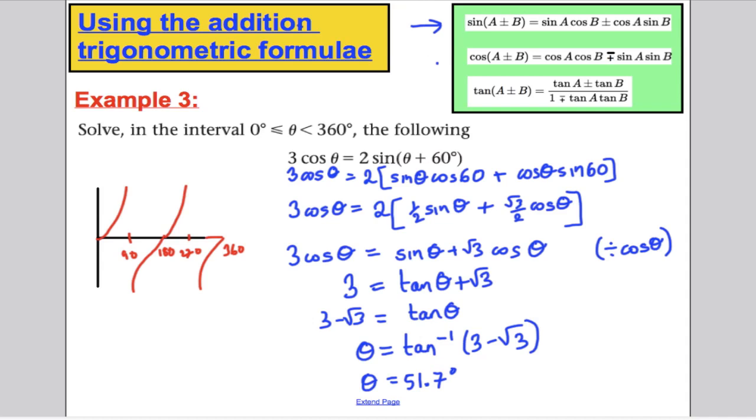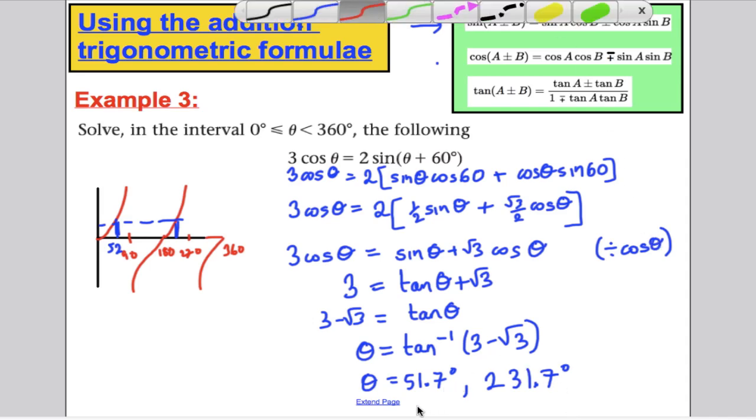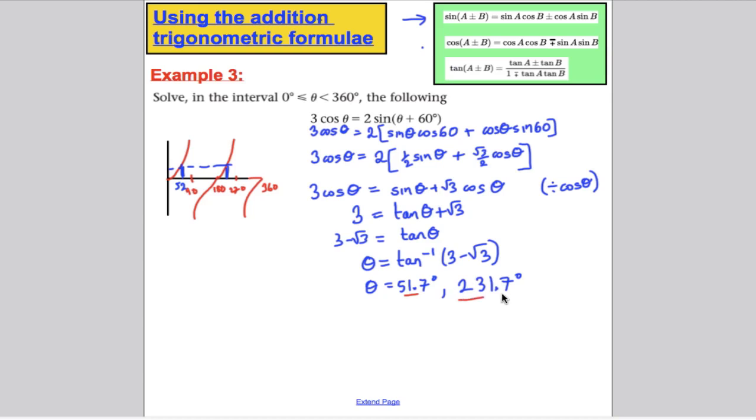Okay, so what other angle would give you the same value for tan as 51.7? Well, 51.7 is somewhere here, 52-ish, and it would be this one here. It'd be 180 plus that. So the other angle would be 51.7 plus 180, which would be 231.7 degrees. And obviously, what you could do is you could substitute that theta value and that theta value into the original equation and check it works to make sure you've done the question right. But that's how you solve those type of questions.